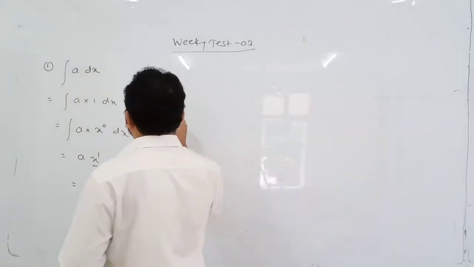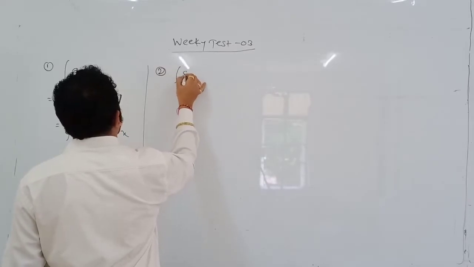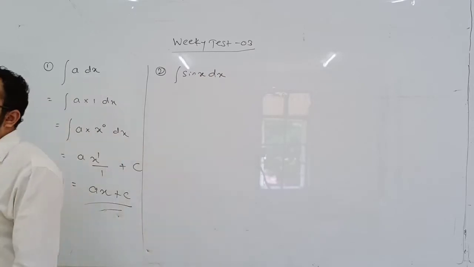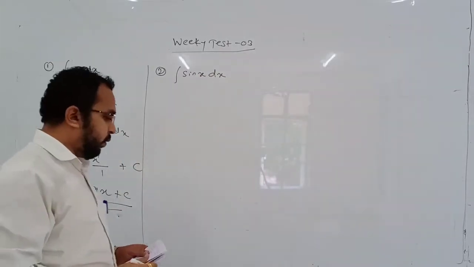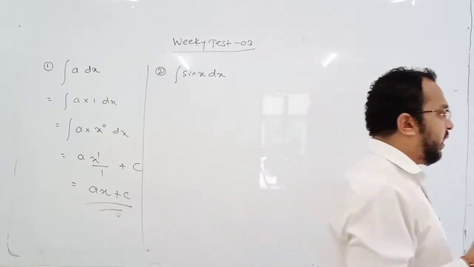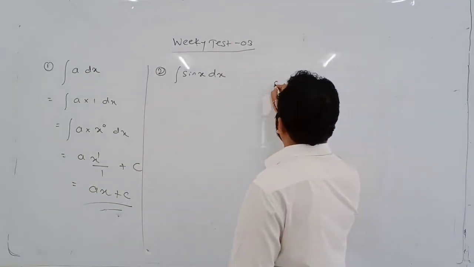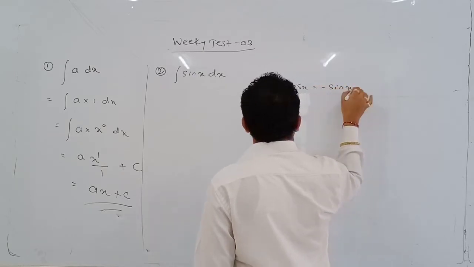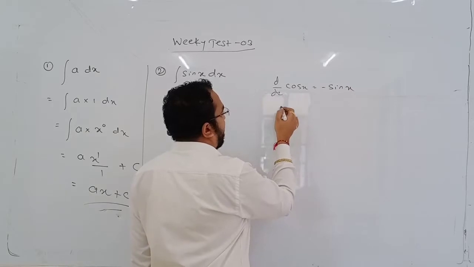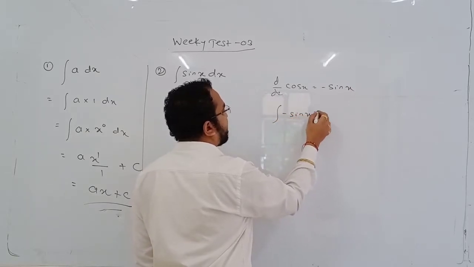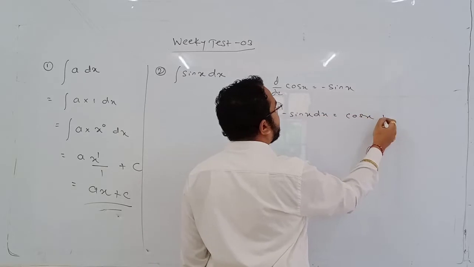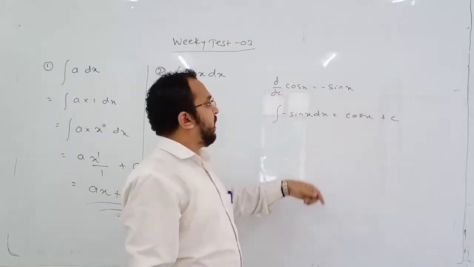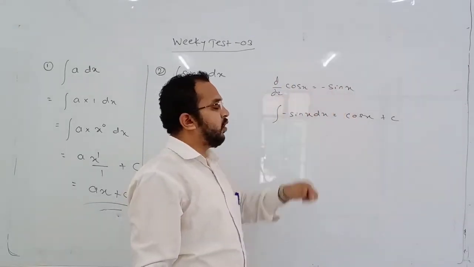The next question. Question number 2, integration of sin x dx. Now see, we know the differentiation of cos x is minus sin x. Hence, integration of minus sin x is equal to cos x plus c. It is the opposite: differentiation of cos x is minus sin x, hence integration of minus sin x is cos x.